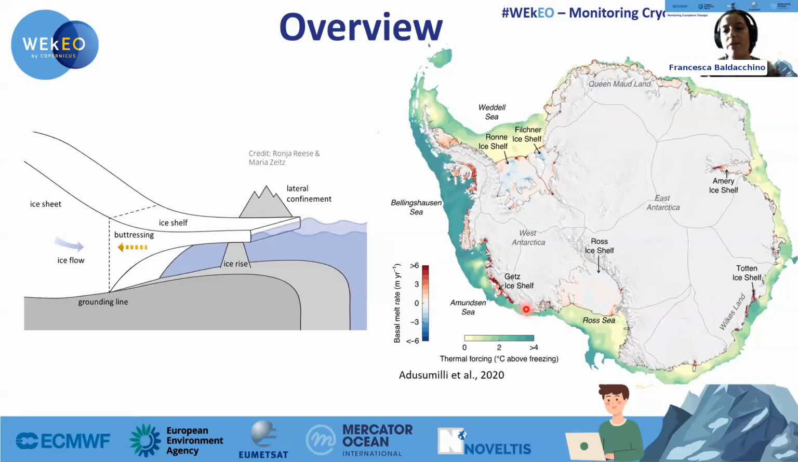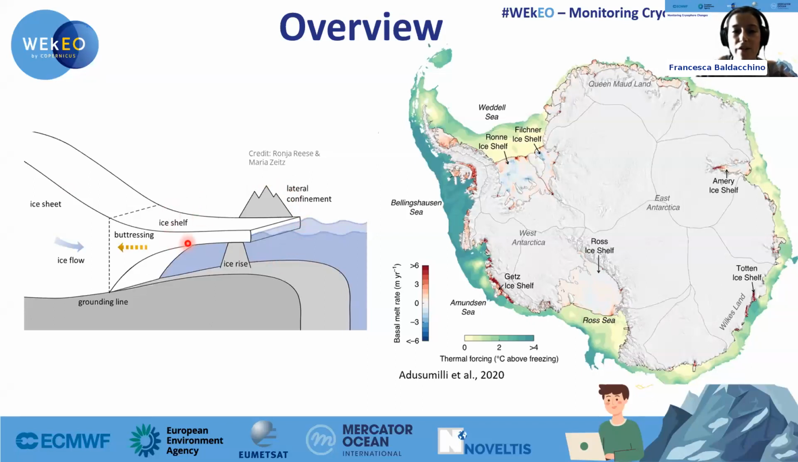And it's really important to be able to monitor the changes in these ice shelves because the thinning of ice shelves affects the grounded ice. So on this figure on the left, we can see the dynamics of an ice shelf. Ice shelves provide buttressing to the grounded ice, or the ice sheet and ice streams and glaciers. This buttressing prevents the ice sheet from being directly in contact with the ocean currents, warming temperatures and basal melt rates.